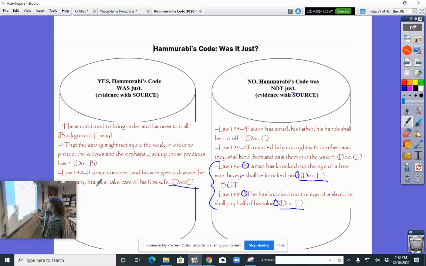This one over here, I didn't put in quotes because I paraphrased it, okay? For law 148, if a man is married and his wife gets a disease, he can remarry, but he must take care of his first wife. Okay, I paraphrased that because it made more sense to paraphrase it than to take direct quotes and put it in quotation marks. But all of these others, again, quotation mark, quotation mark. At the end, we have parentheses, and that one came from the background essay.